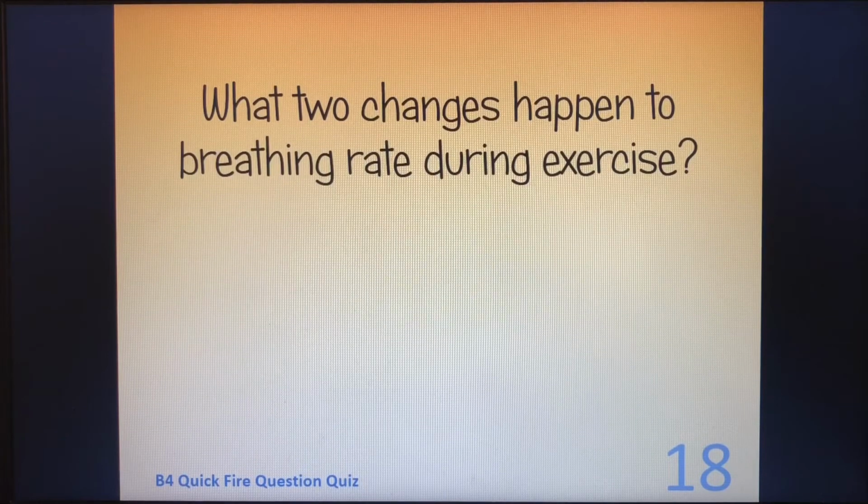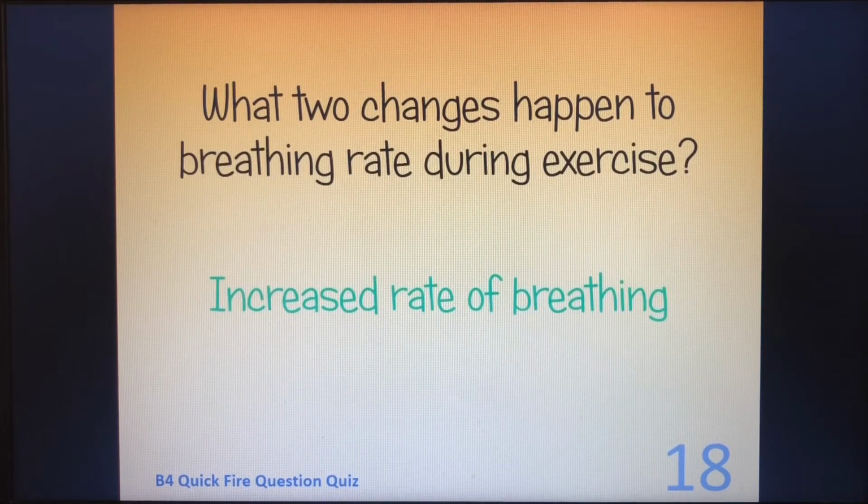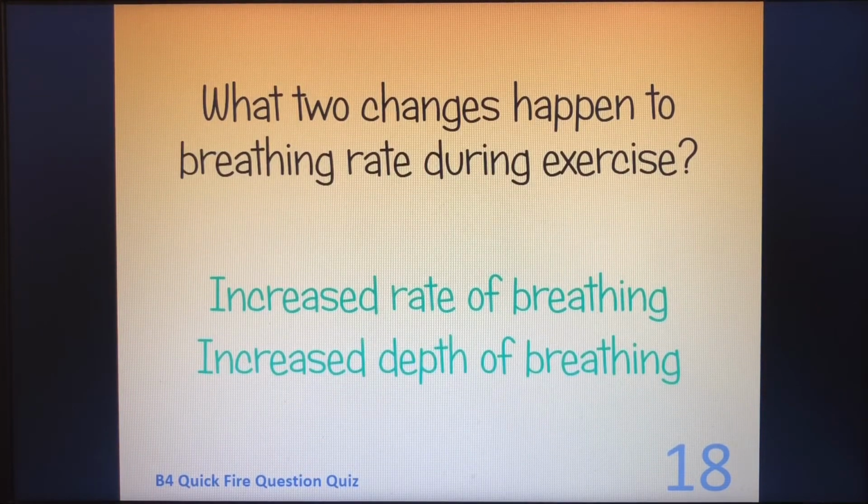Okay. Question 18. What two changes happen to breathing rate during exercise? We're talking about the intensity of breathing, and we're talking about the depth of breathing. Okay, and the answer is increased rate of breathing, so faster breaths, more breaths per minute, and increased depth of breathing, so taking in bigger breaths each time to take in more oxygen.